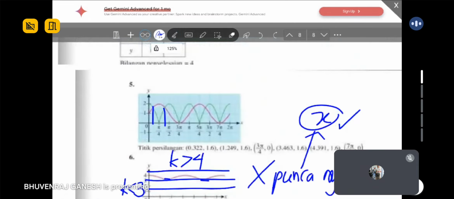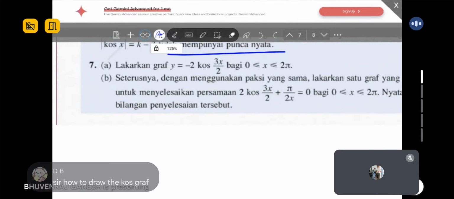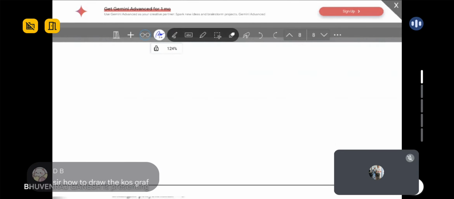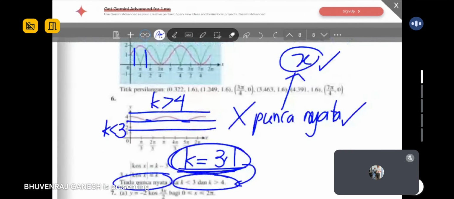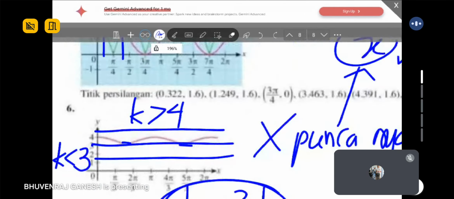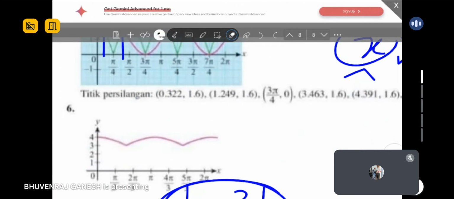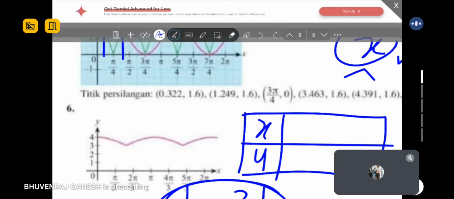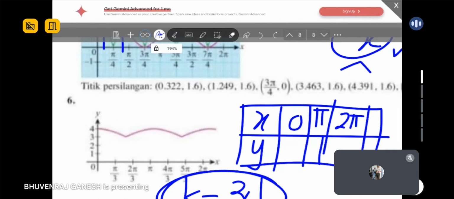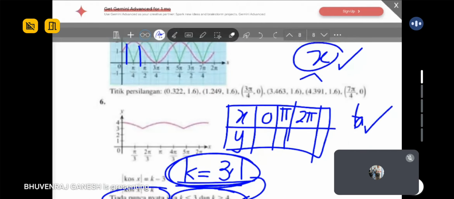Okay? So we come to the last question for today. How to draw? Let me see. You have to plot the table. You have to draw a table of values. You just need to plot the table. So you have X, Y. You just choose any value you like: 0, pi, and then 2 pi. Just enter inside the equation. Substitute all the X values inside your modulus cos X plus 3.